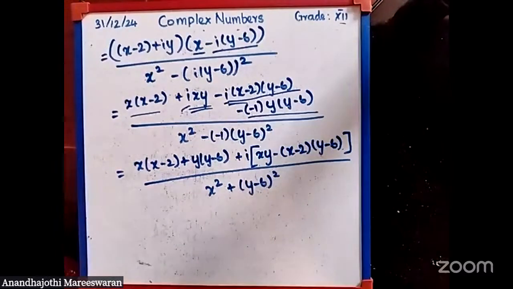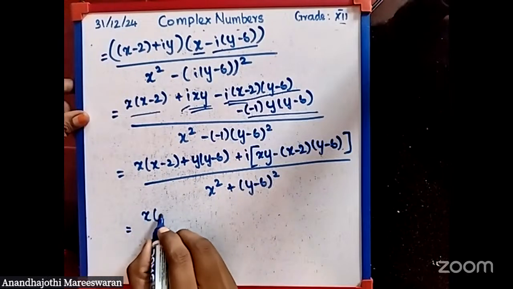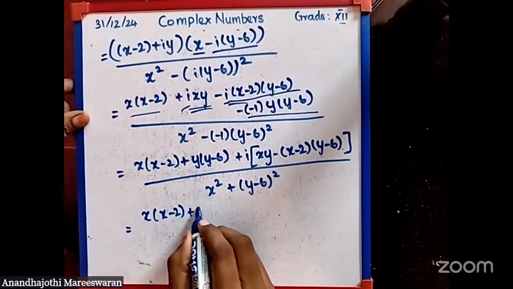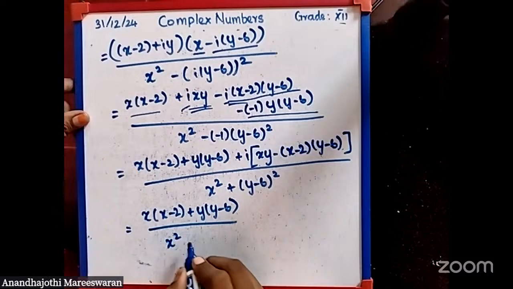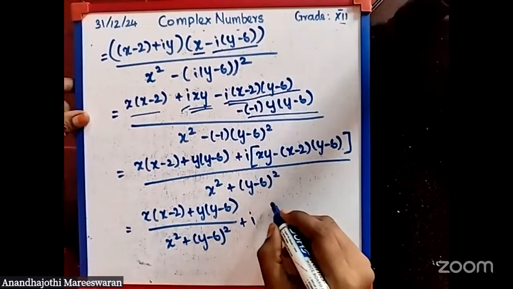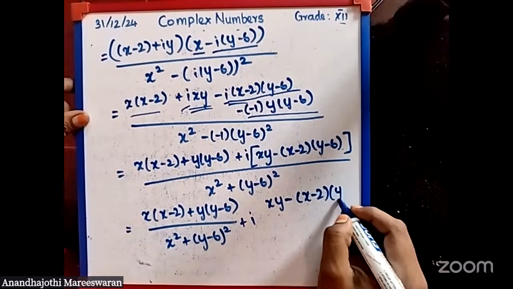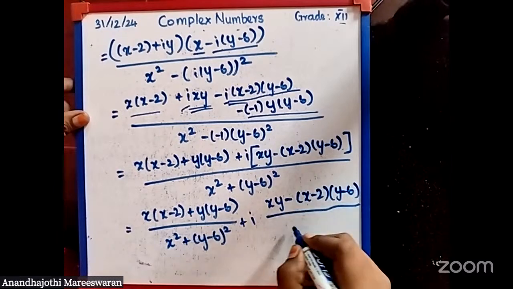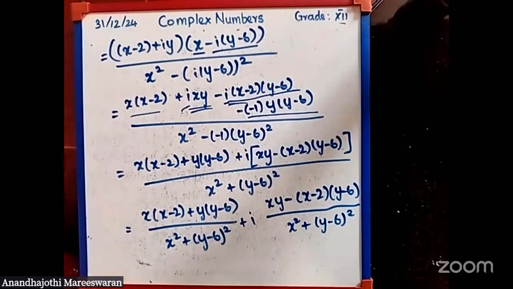As we did in the previous sum, we are going to separate the real and the imaginary part. So, x multiplied by (x minus 2) plus y multiplied by (y minus 6), divided by (x squared plus (y minus 6) the whole square), plus i times (xy minus (x minus 2) multiplied by (y minus 6)) divided by (x squared plus (y minus 6) the whole square). This is the first part of the sum.